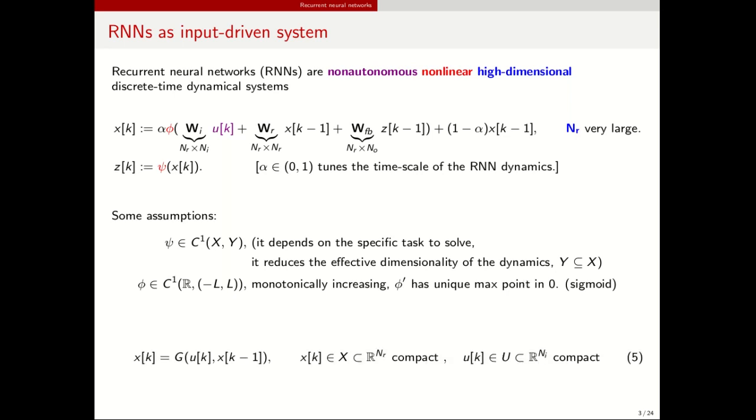I will also assume that the phase space where the internal state of the system is evolving is a compact space of real values, and also that the input values are taken in a compact space of real values. And there will be also a technical assumption on the map G, such that for all input values U, this map is a local diffeomorphism onto its image.